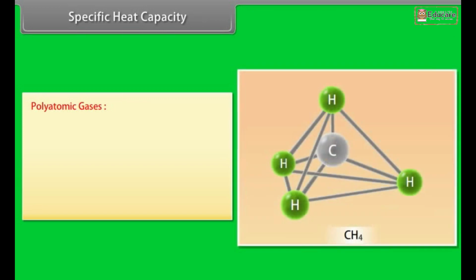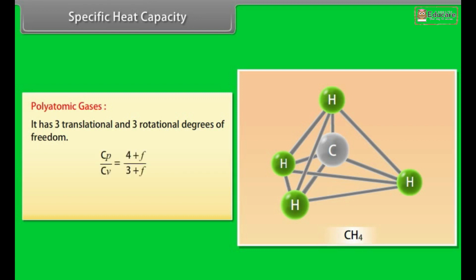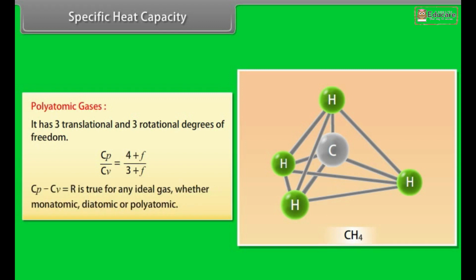Polyatomic gases. It has 3 translational and 3 rotational degrees of freedom. Cp by Cv is equal to (4 + F)/(3 + F). Cp minus Cv is equal to R is true for any ideal gas, whether monoatomic, diatomic or polyatomic.